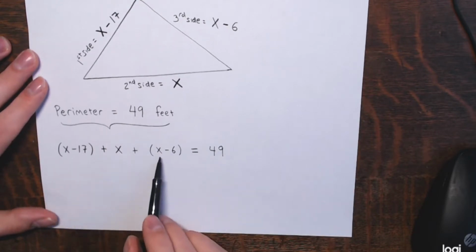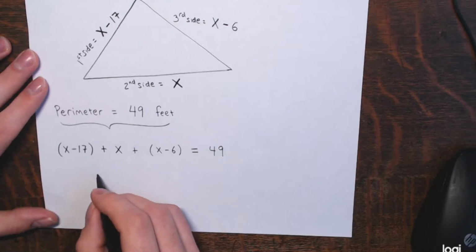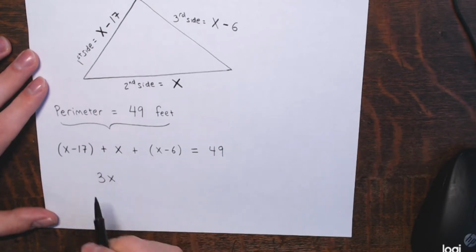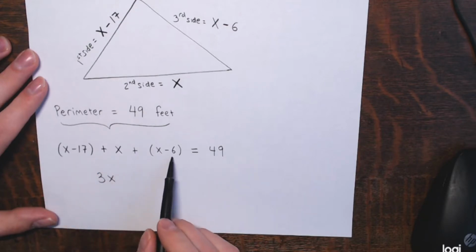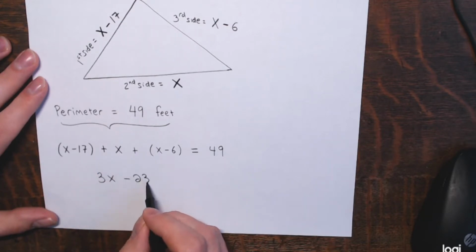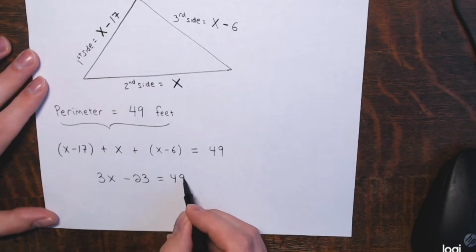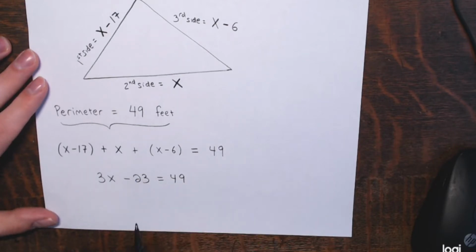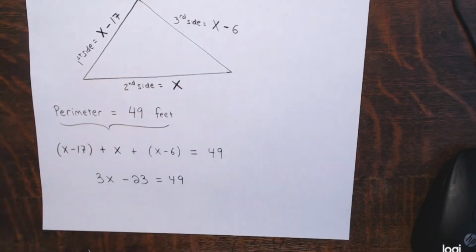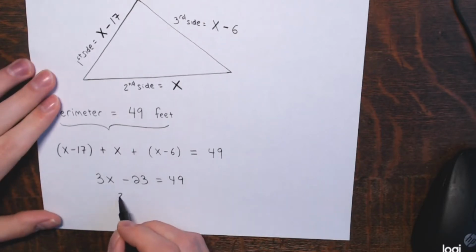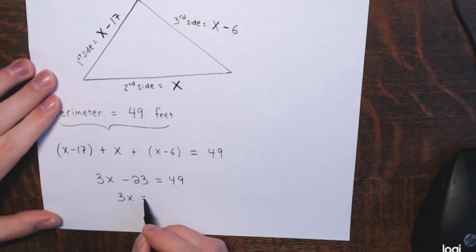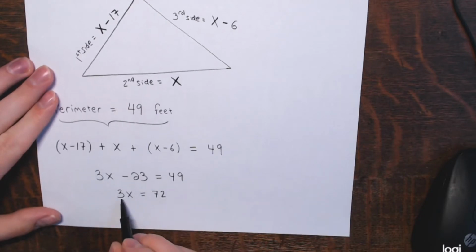Simplifying the left side, I have x plus x plus x, that's 3x. Then we have a negative 17 plus negative 6, that'd be minus 23, equals 49. Let's solve this equation for x, and then use the solution to answer the question. They want all three side lengths. So adding 23 to both sides, 49 plus 23 would be 72. Then dividing both sides by 3, x equals 24.